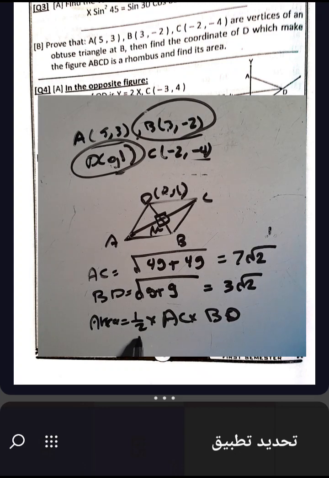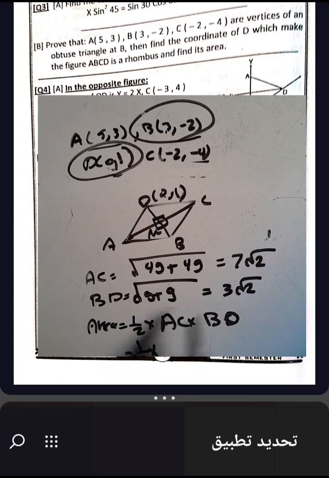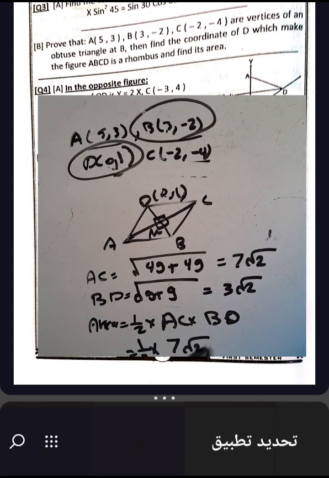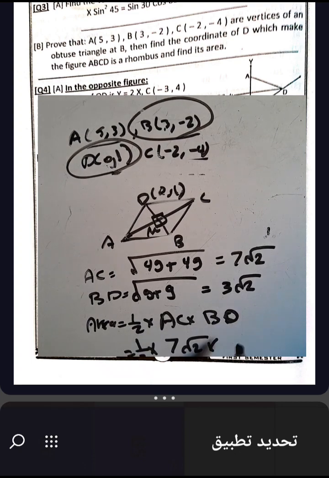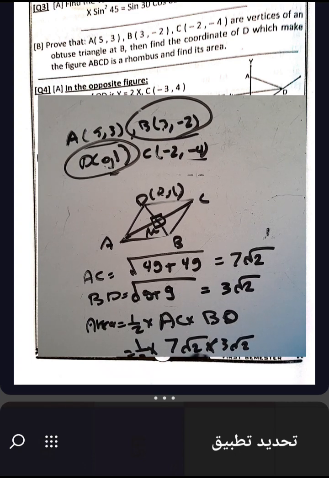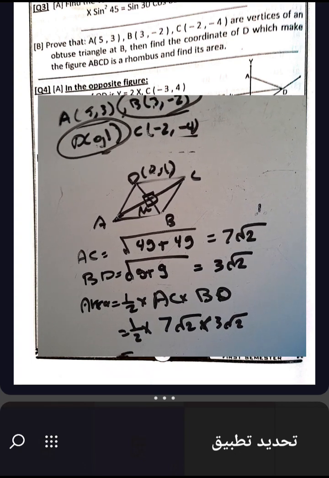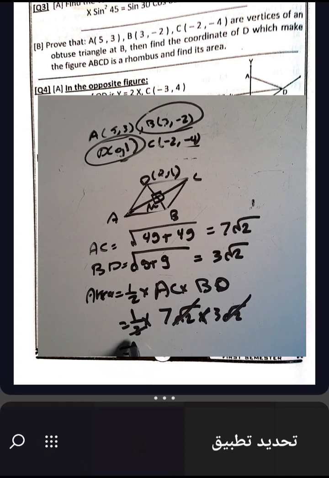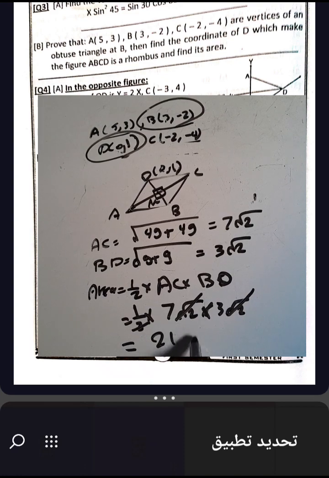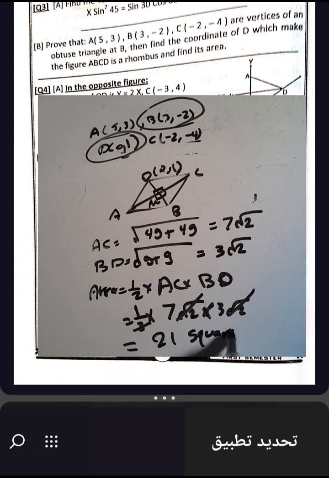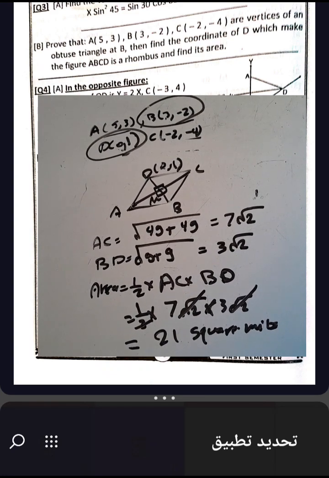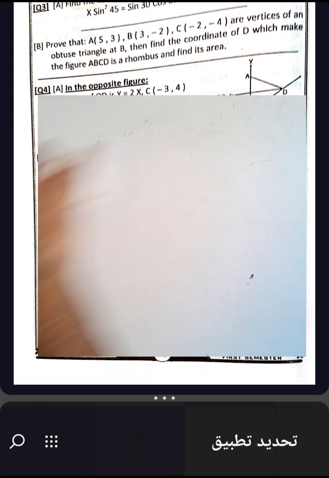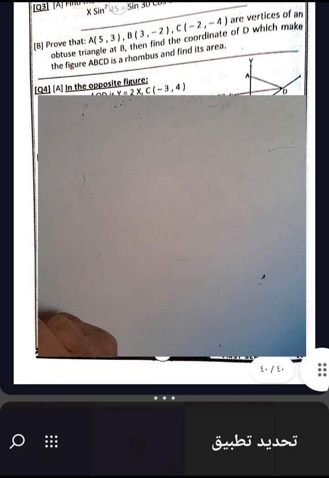Then the area will be half times AC, 7 root 2, times BD, 3 root 2. We can find the result here. Root 2 times root 2 is 2, 2 divided by 2 equals 1, and 7 times 3 equals 21. The result will be 21 square units. Okay, next question.